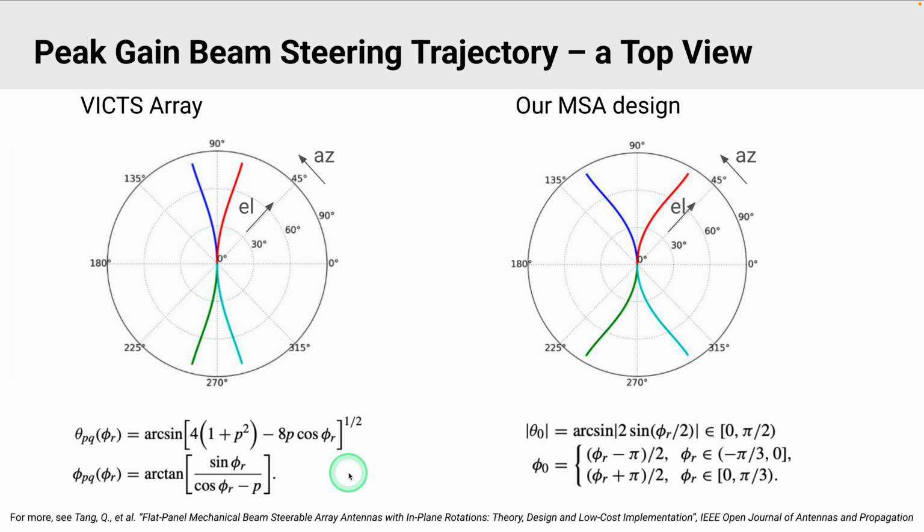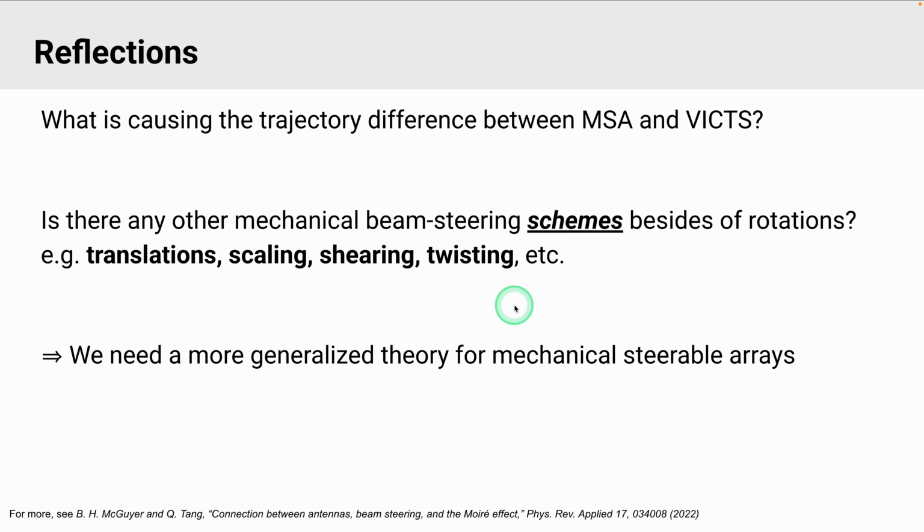We can derive the analytical solution for the beam trajectory, and we can see that as the beam steers in the elevation plane, it also introduces an additional change in the azimuth plane, which requires additional correction to align with the desired beam trajectory. It's also worth noting that even though VIX and MSA share the same beam steering mechanism, the trajectories of the beam are different. That makes me wonder why there is a difference between the MSA and the VIX.